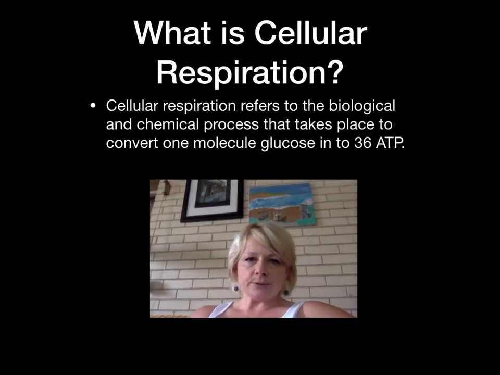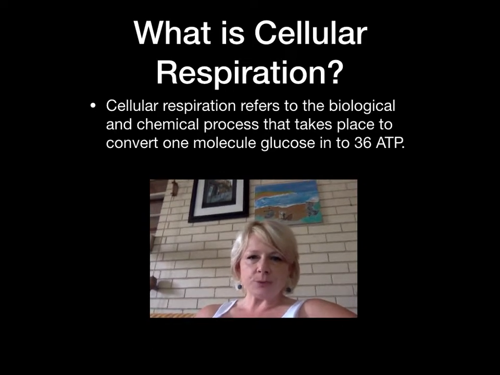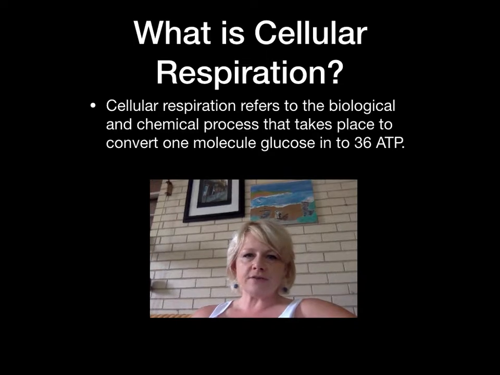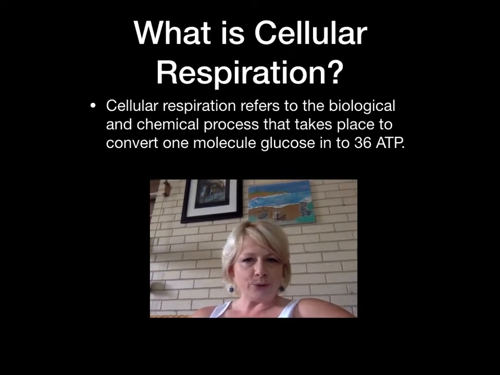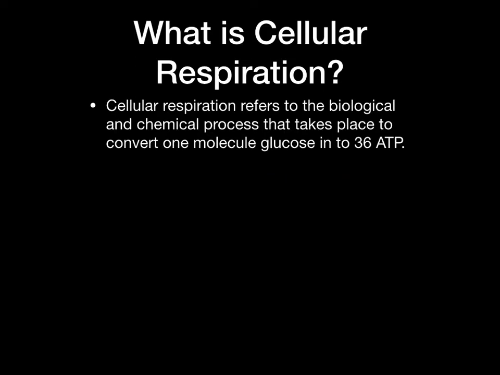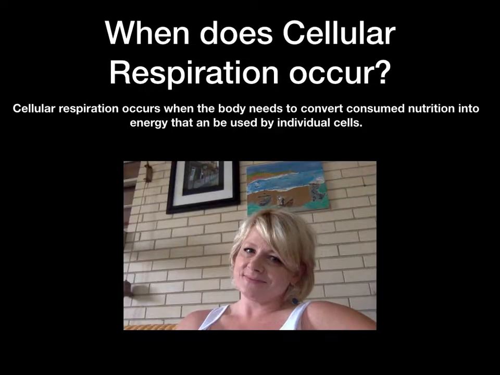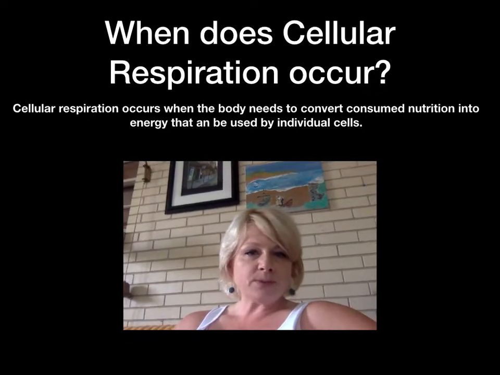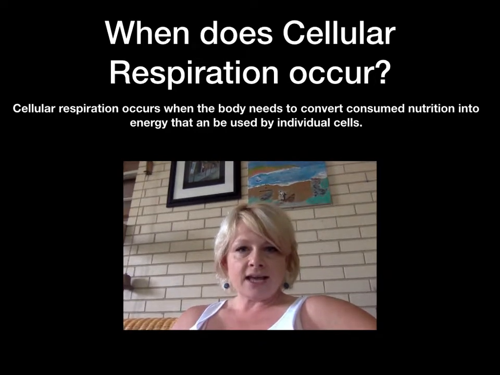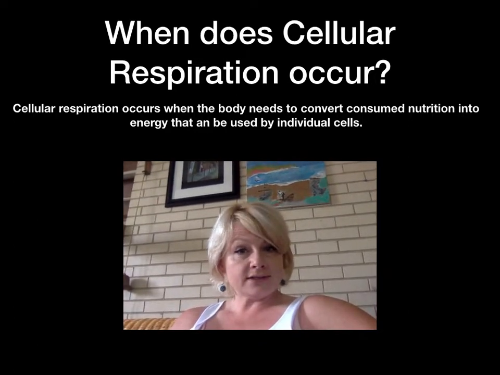So, what is cellular respiration? Cellular respiration refers to the biological and chemical process that takes place to convert one molecule, glucose, into 36 ATP molecules. Cellular respiration happens when the body needs to convert consumed nutrients into ATP molecules.